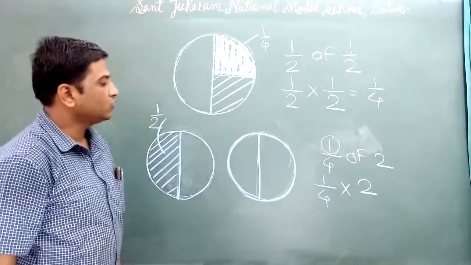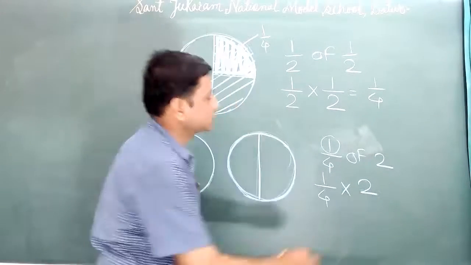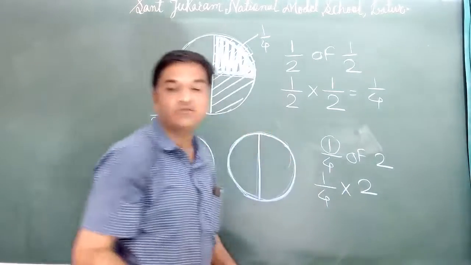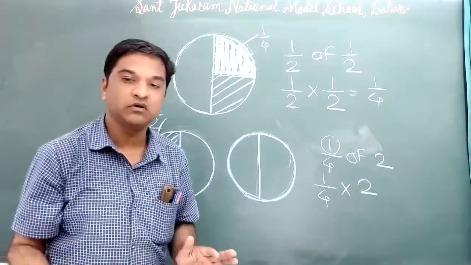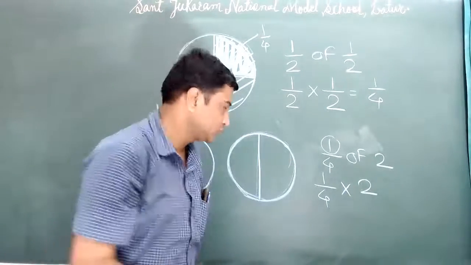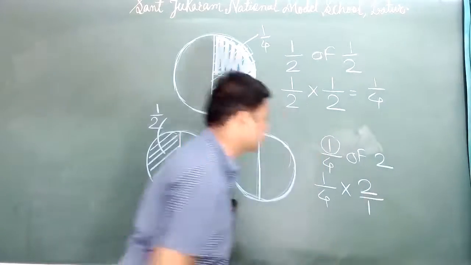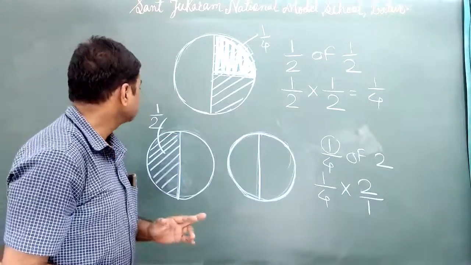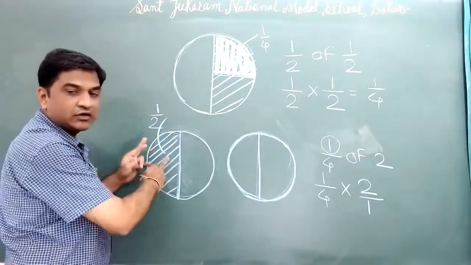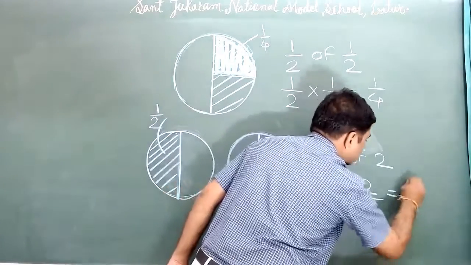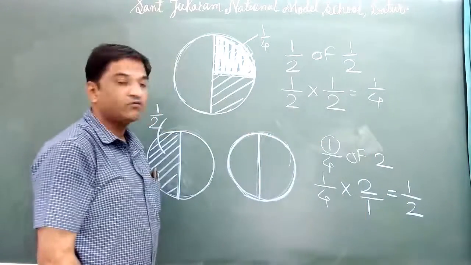Now what is the denominator of 2? We have already seen that every whole number is a fraction with denominator 1. So we put the denominator of 2 as 1. Fine. Now, what to do next? We got the answer as a half, 1/2. How did we get this answer?